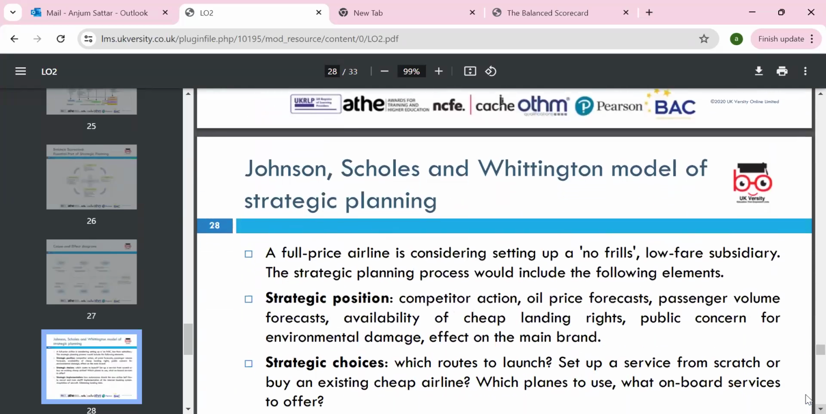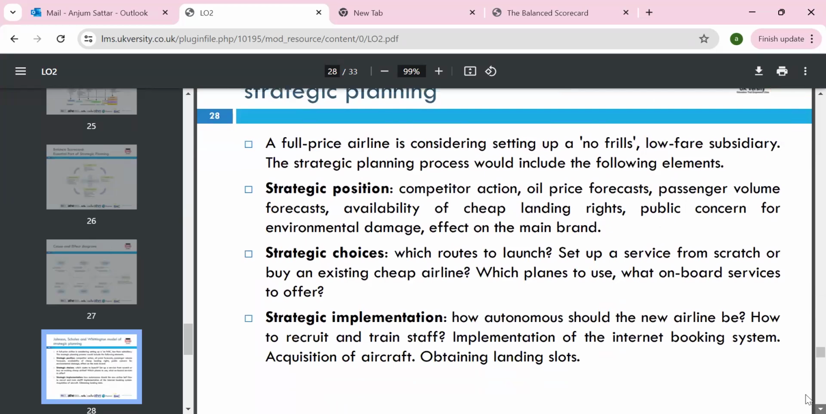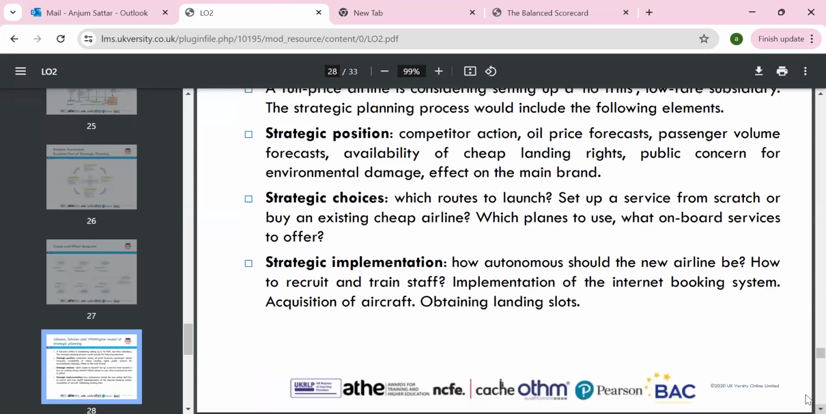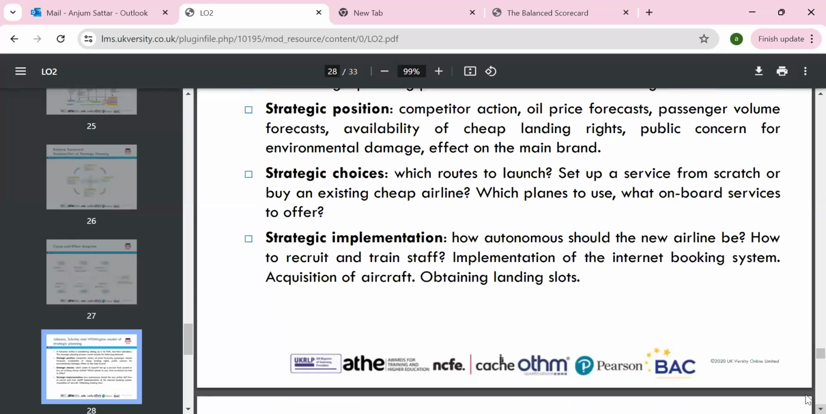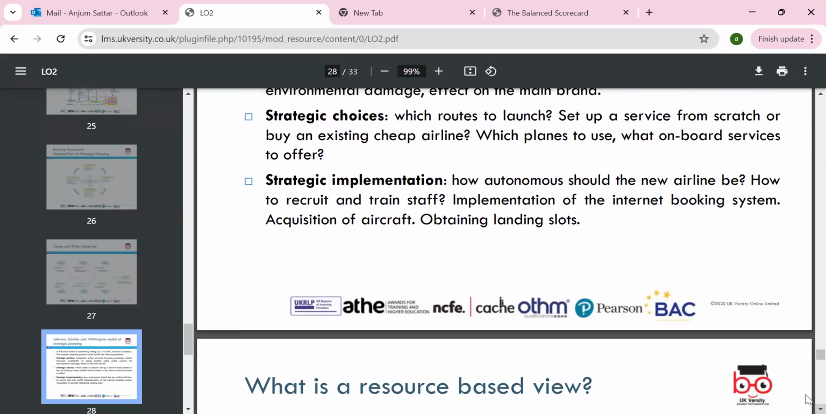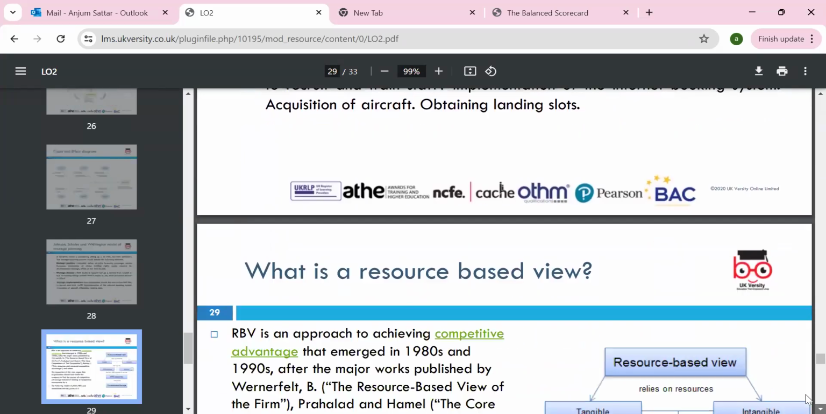Johnson and Scholes is the strategic position: competitor action, oil prices, forecast passenger volume, all we need to look around. Cheap landing rights, and public concern, environmental damage. We can look at strategic choices, routes, launching an airline, setting up existing cheap airlines. We can look at strategic implementation, a new airline, how to recruit and retain staff, implementation, internal booking system, all we need to consider.